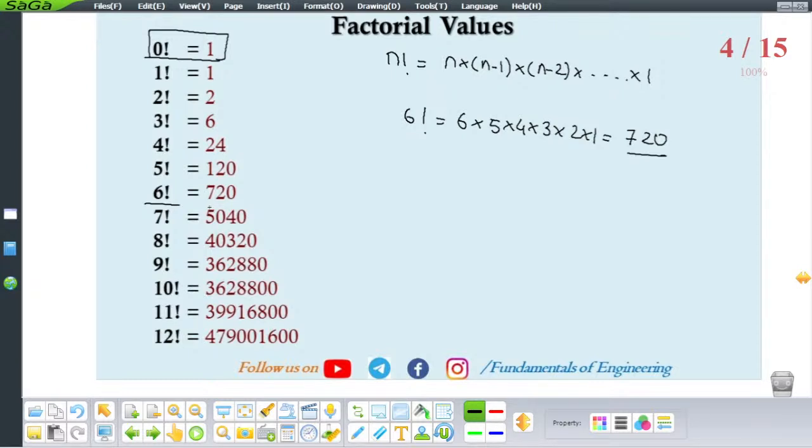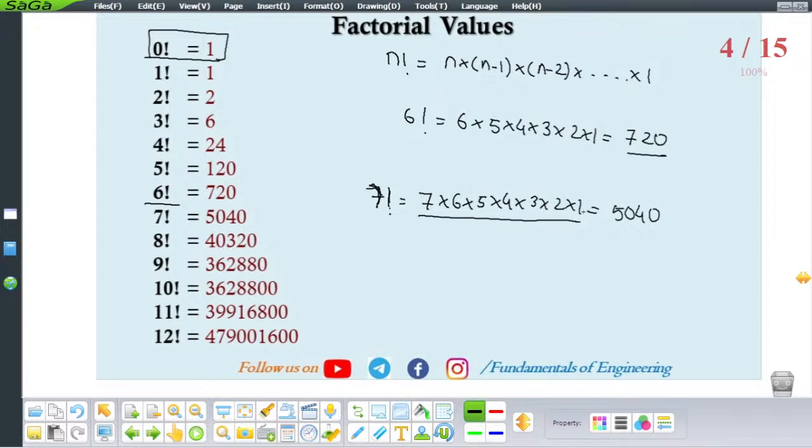So take the screenshot of this factorial value. If you are calculating 7 factorial, then we have to do 7 into 6 into 5, 4, 3, 2, 1, then all the multiplication. Some students will say, sir, in the GATE exam we have the virtual calculator, there we can put the values and we'll get the answer. So why remember all the factorial values?